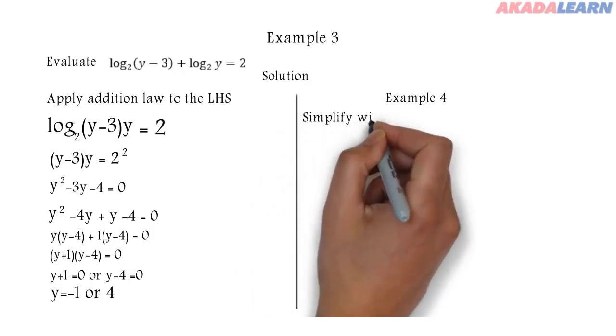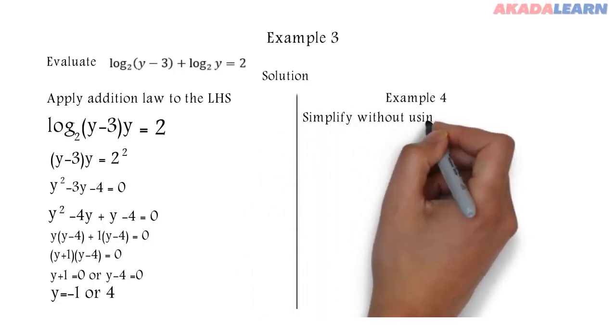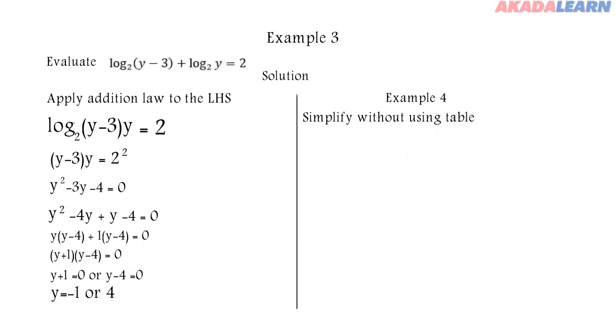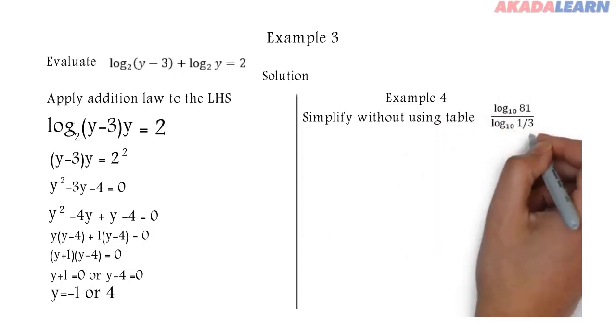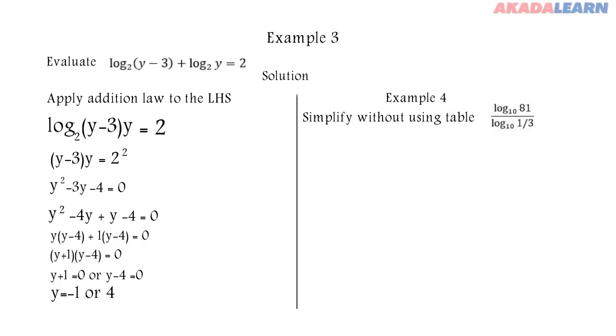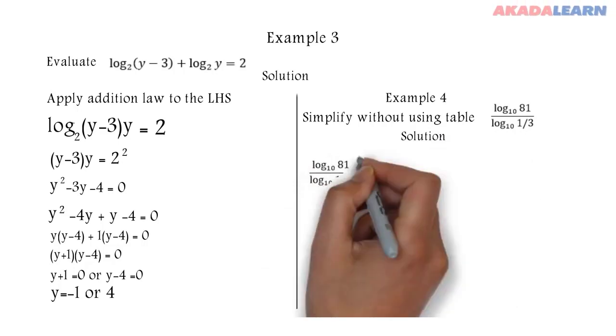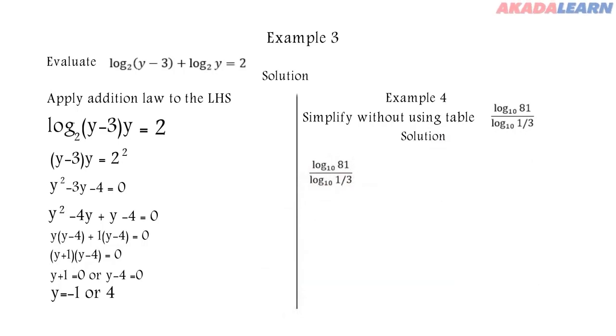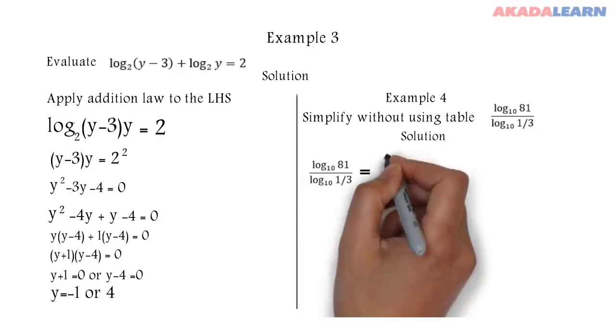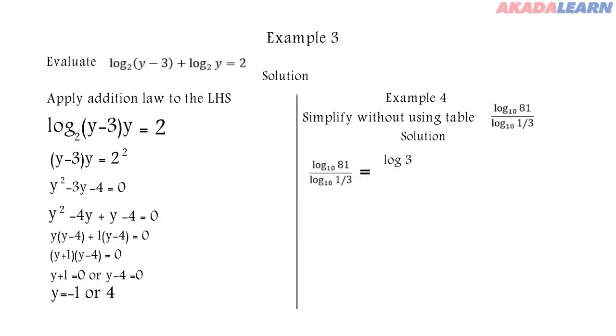We are asked to simplify without using table this particular expression, log 81 base 10 all over log 1 over 3 base 10. So let's see how to simplify that. Now we are going to simplify 81, and 81 is the same thing as 3 raised to power 4. So we have log 3 raised to power 4 base 10 all over. Now 1 over 3 is the same thing as 3 raised to power minus 1. So we have log 3 raised to power minus 1 base 10.